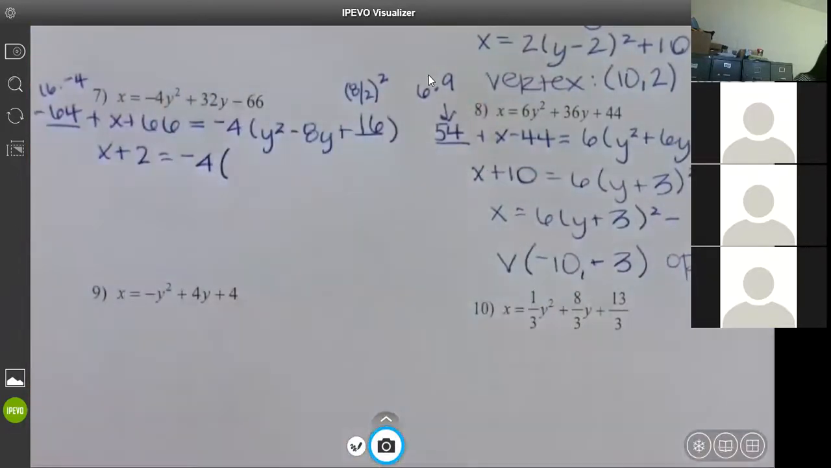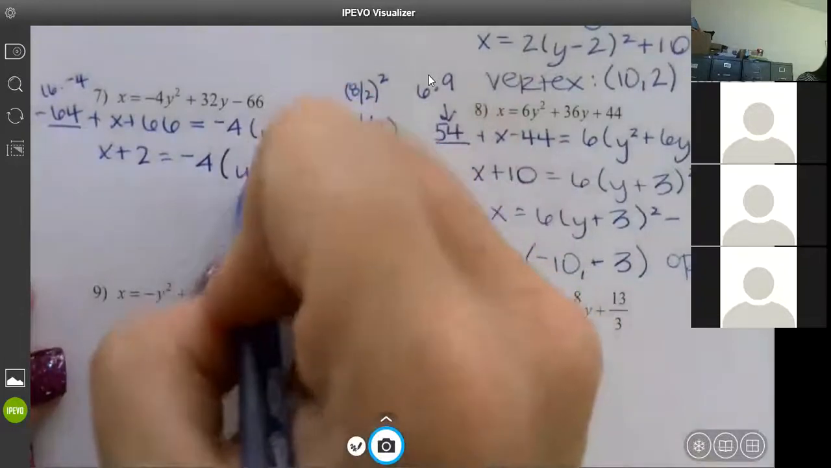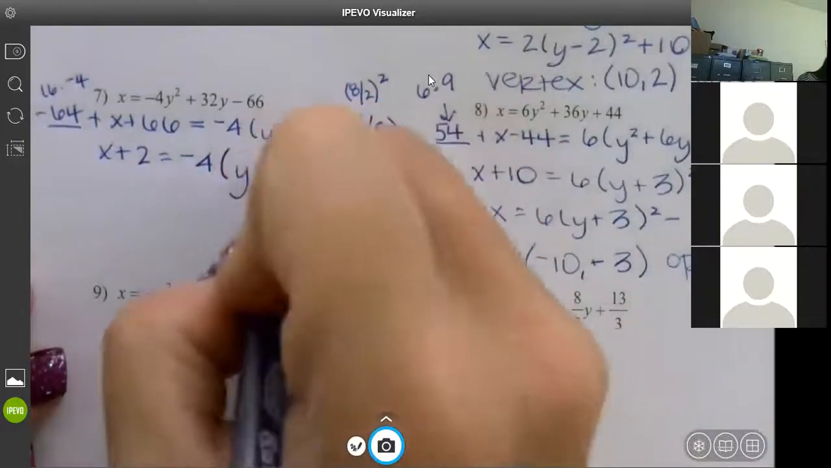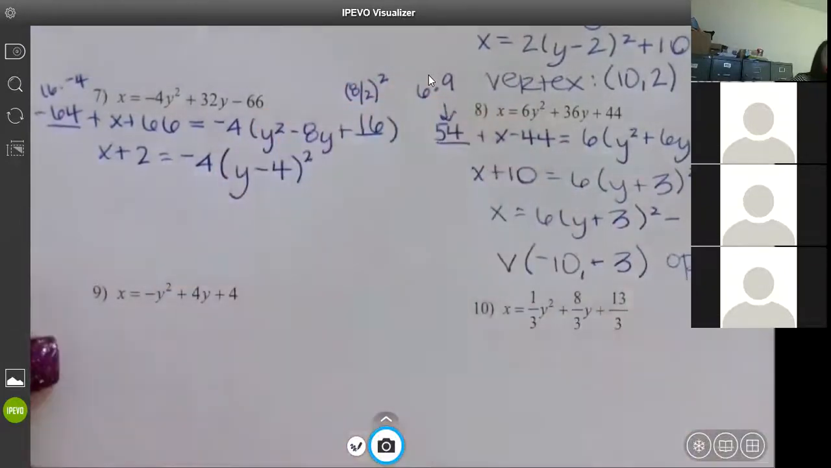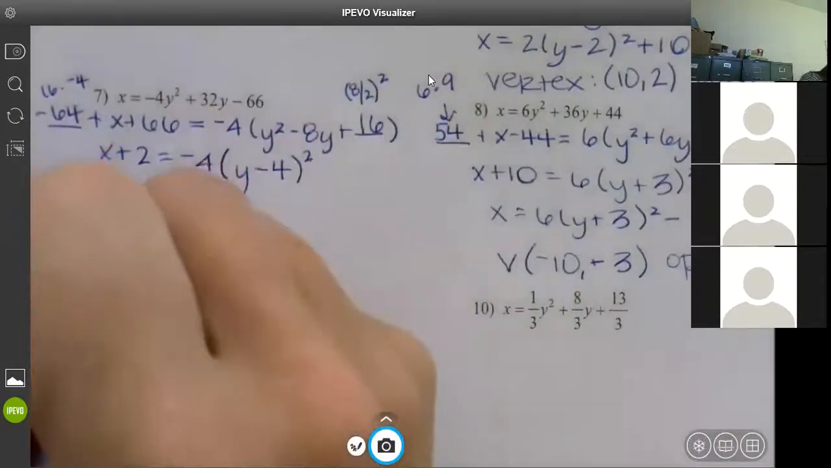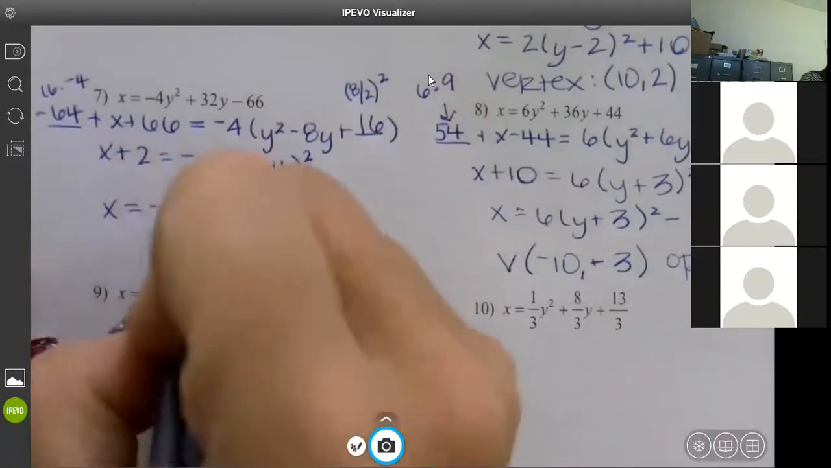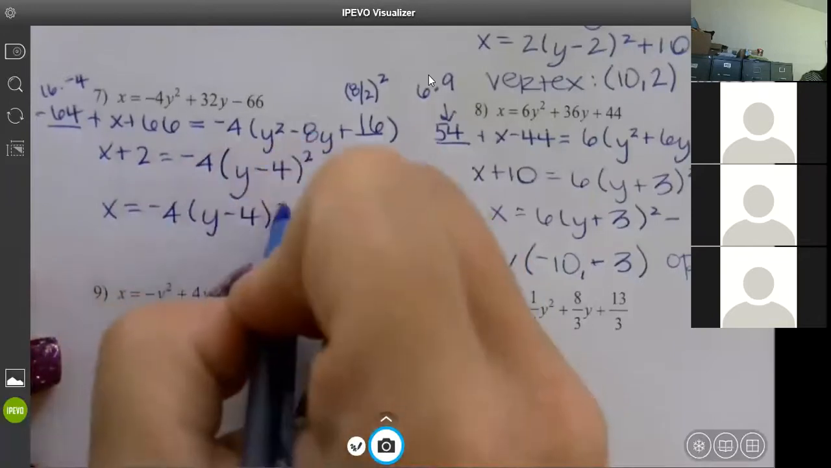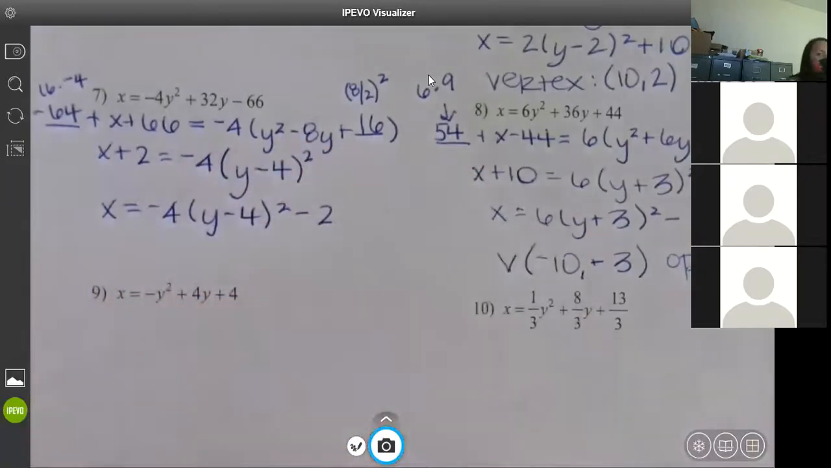What goes inside of parentheses? y minus 4 squared. Last step. Thank you for answering. I appreciate it. Subtract your 2. What's your vertex? -2, 4. Which way does it point?